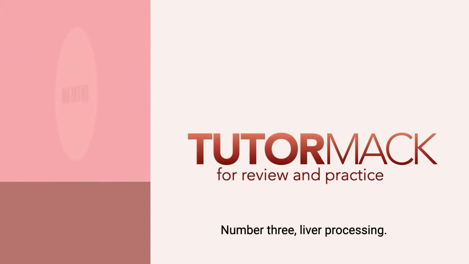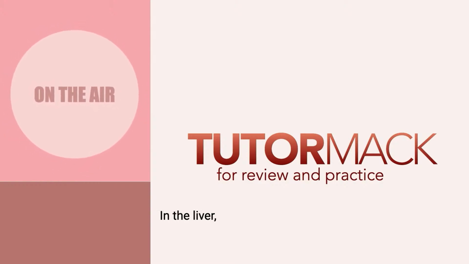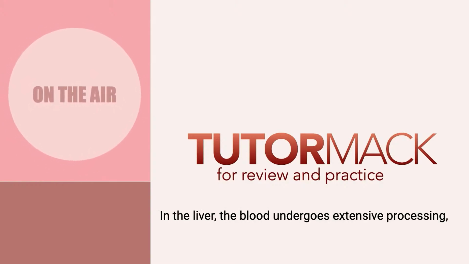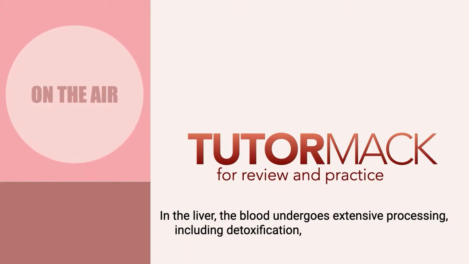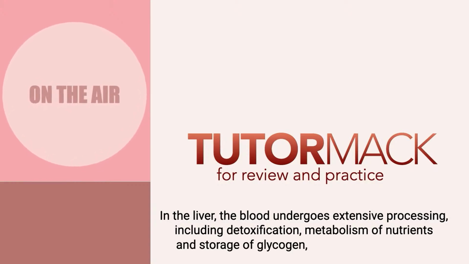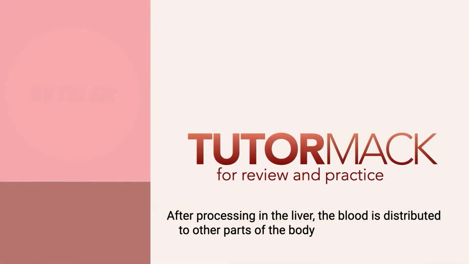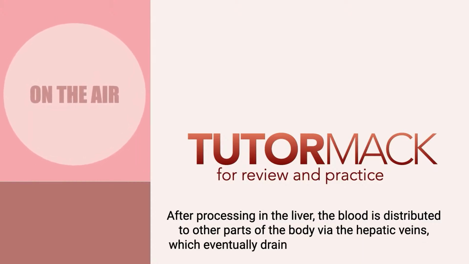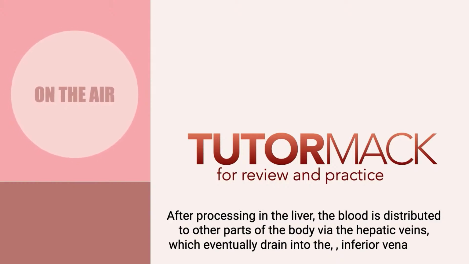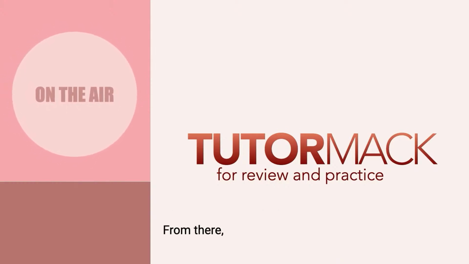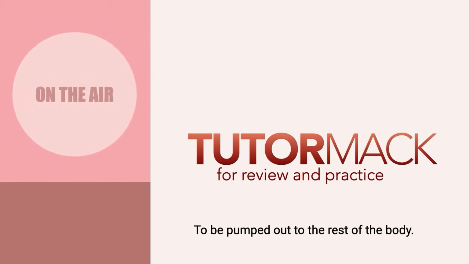Number three, liver processing. In the liver, the blood undergoes extensive processing, including detoxification, metabolism of nutrients, and storage of glycogen, vitamins, and minerals. Number four, distribution of processed blood. After processing in the liver, the blood is distributed to other parts of the body via the hepatic veins, which eventually drain into the inferior vena cava. From there, the processed blood returns to the heart to be pumped out to the rest of the body.